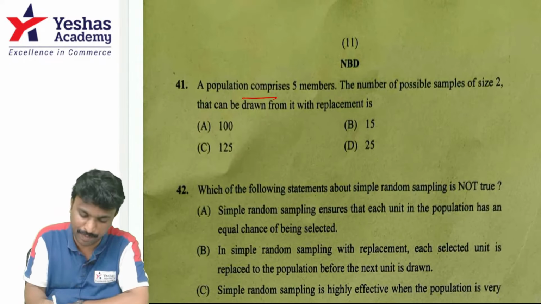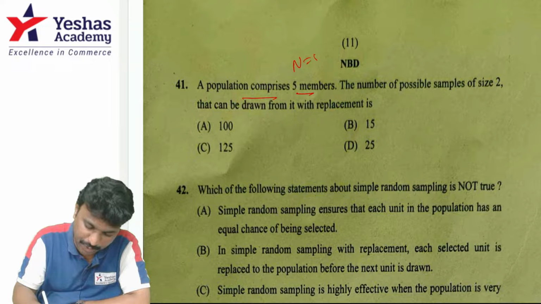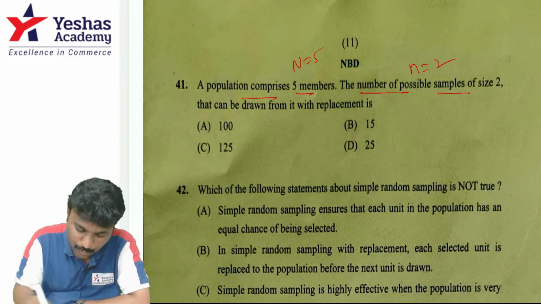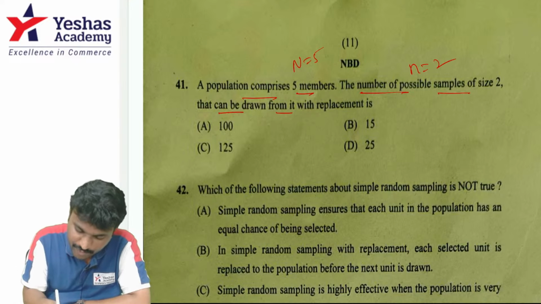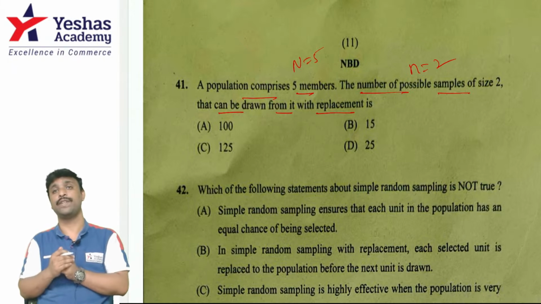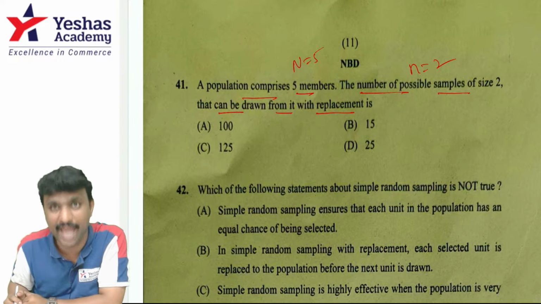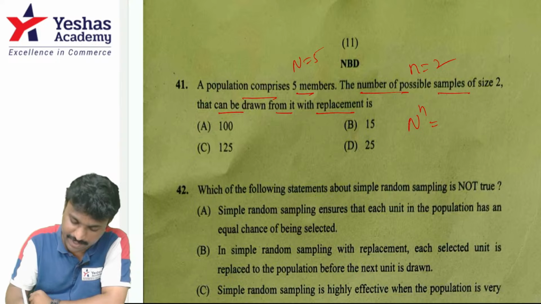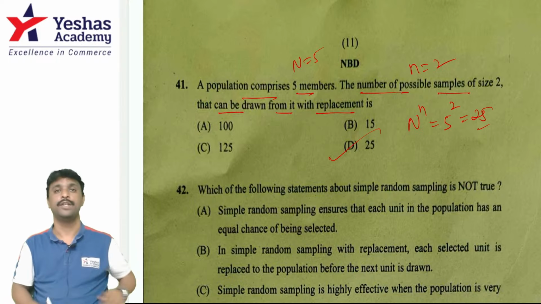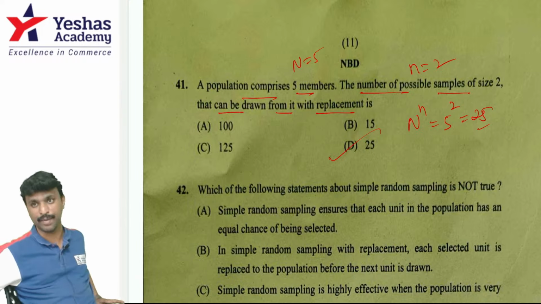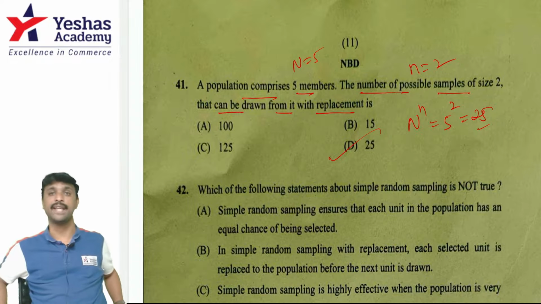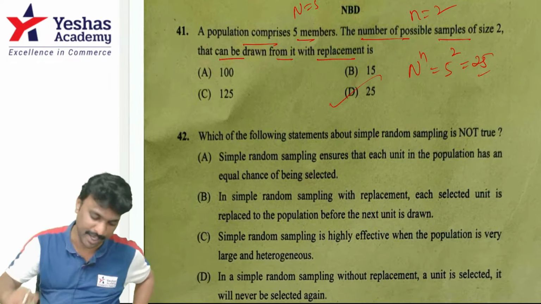41st, the population comprises of 5 members, so capital N is equal to 5. The sample size is 2, that means small n is equal to 2, that can be drawn from it with replacement. Guys, without replacement is NCn, with replacement is N power n. N is 5 and small n is 2. It is 25 samples we can draw. So the number of samples with replacement is capital N power small n. Without replacement, NCn, capital N, C, small n.